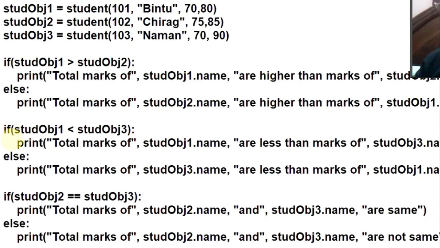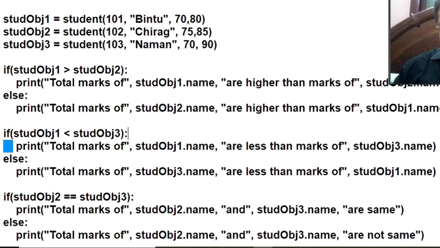So obviously this if block will be executed and you get the output: total marks of bin2 are less than marks of the name attribute of stud obj3, that is Naman. So the output is total marks of bin2 are less than marks of Naman.